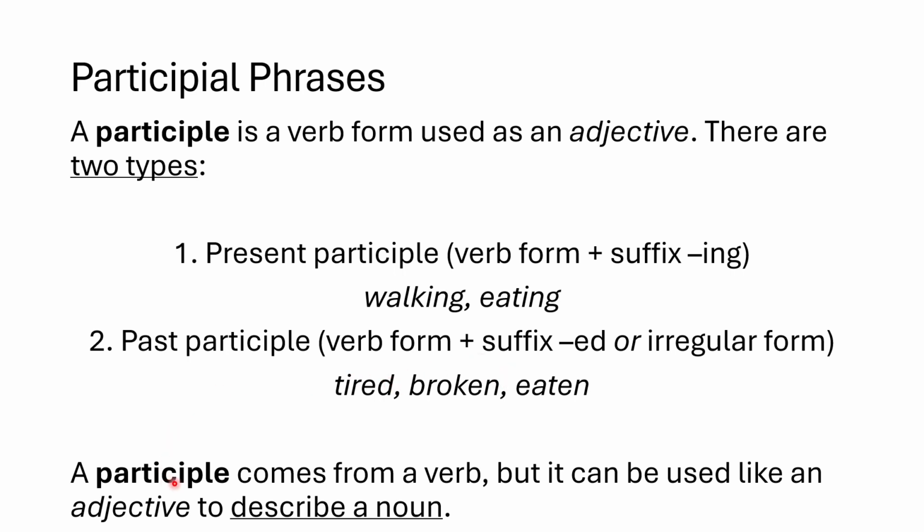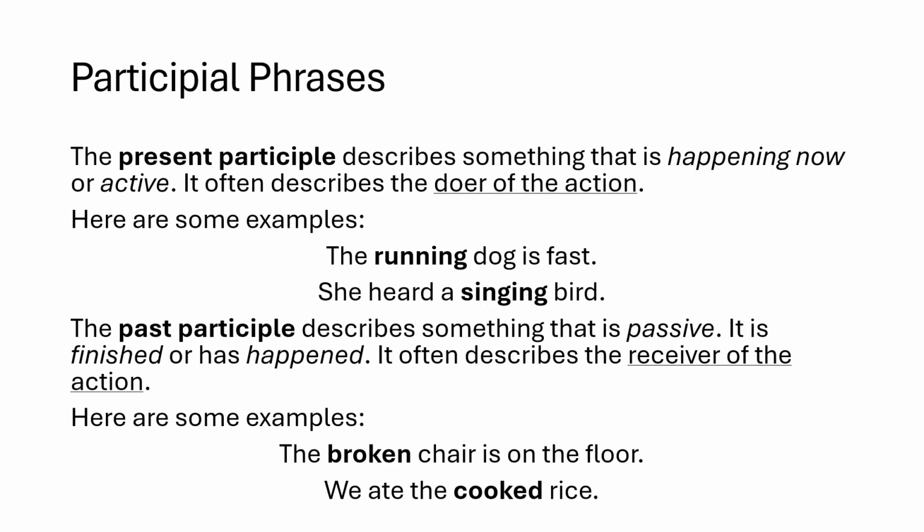A participle comes from a verb, but it can be used like an adjective to describe a noun. The present participle describes something that is happening now or is active. It often describes the doer of the action. Here are some examples. The running dog is fast. She heard a singing bird.